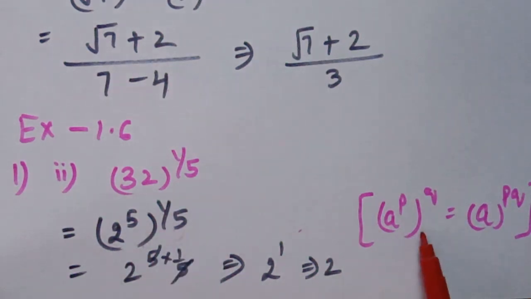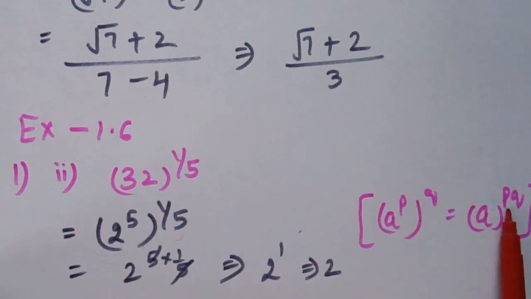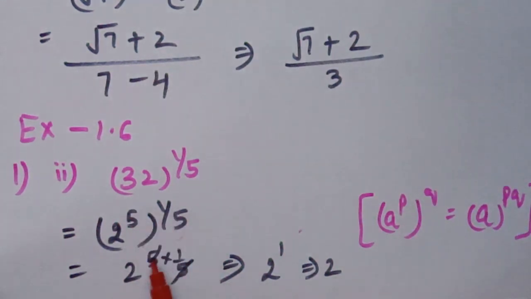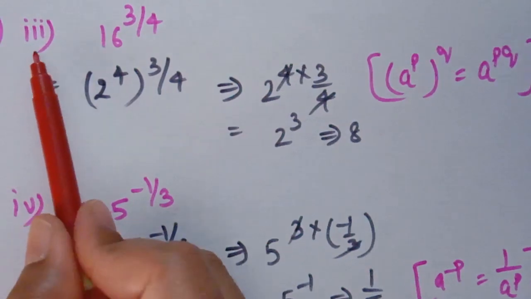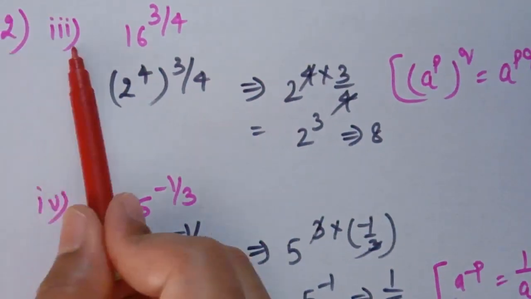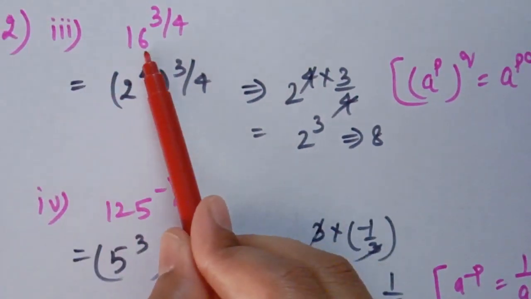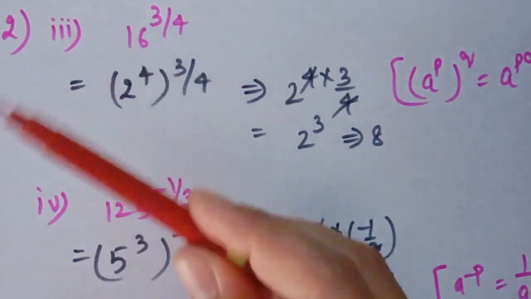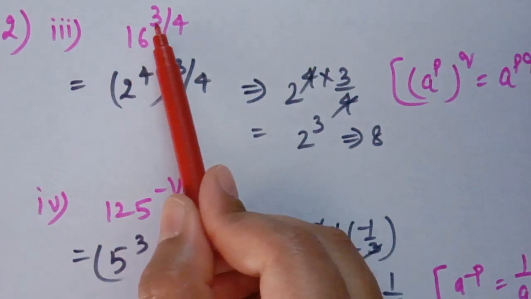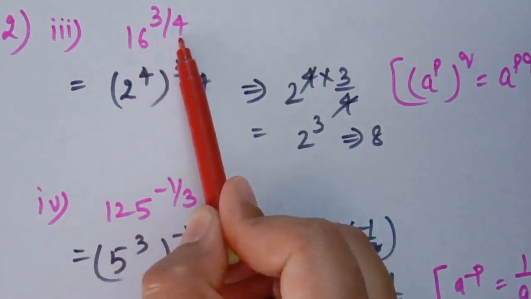We know a law: when the base is the same and we have two different powers, the powers will be multiplied. Same here, we will multiply them. 5 cancels with 5. It is 2 raised to the power 1 and then it becomes 2. Second question, third part, 16 raised to the power 3 upon 4.